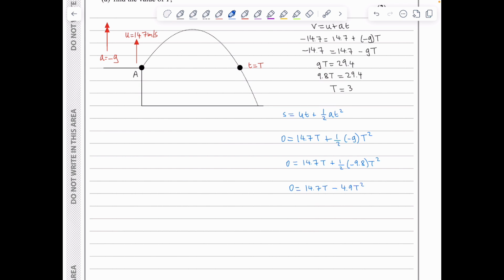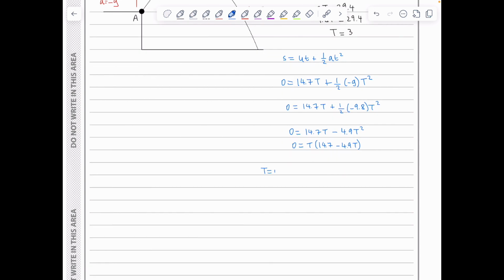I will factor out the capital T. So we're looking at 0 being capital T times 14.7 minus 4.9 capital T, which leads to T being 0. Or alternatively, we've got that 14.7 minus 4.9 capital T is 0, which means that 14.7 is 4.9 T. If I divide both sides by 4.9, I arrive at 3 being equal to T. I also need to reject T being 0 because we know for sure that T has to be positive. So we end up with exactly the same answer, that T is equal to 3.